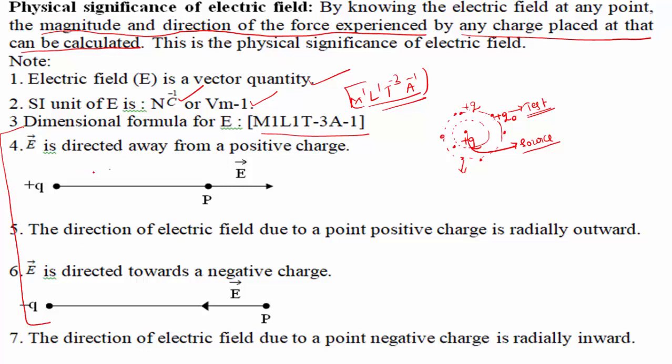The electric field is directed away from the positive charge. Now I consider here the plus q, a point charge, meaning a charge whose size is negligible as compared to its distance. Here the electric field E is always directed outwards from a positive charge. Remember this point.